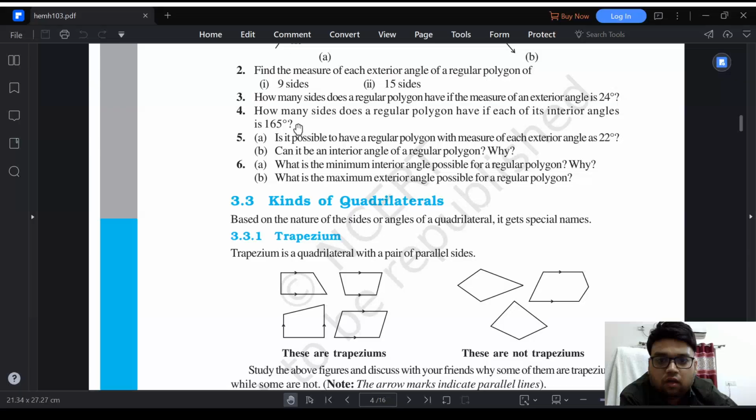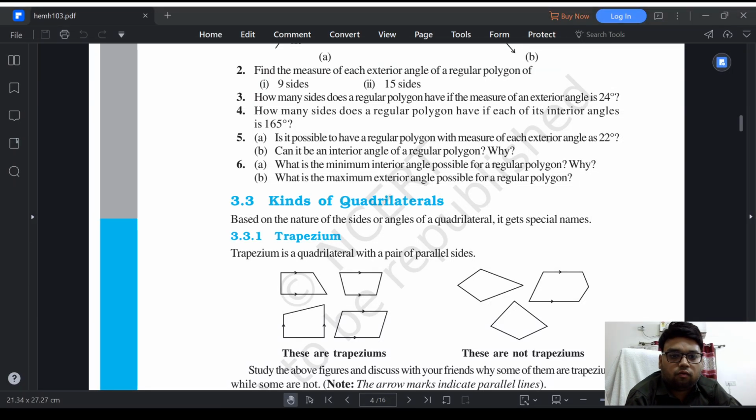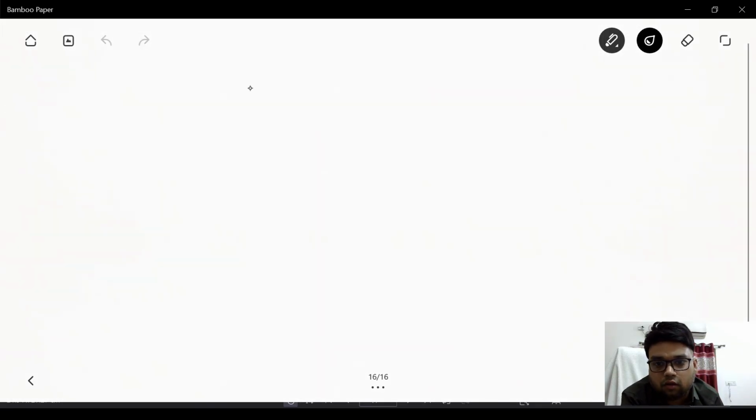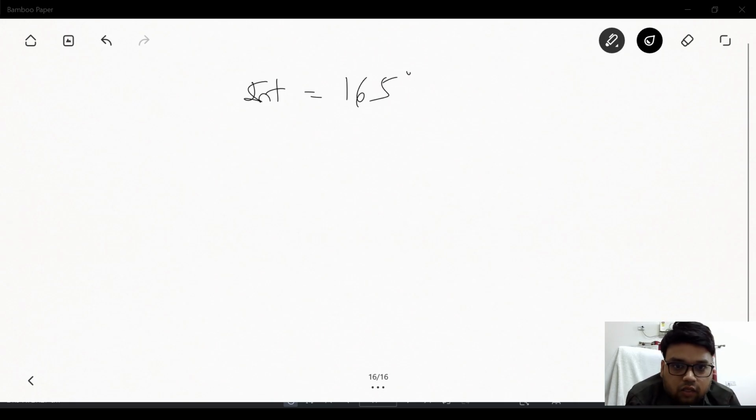No need to divide. Here in example number 4, what you have to do, sum of interior angles, they were given each interior angle. Let us solve example number 4 for your better clarification of interior angles. Look at here, I am explaining to you. They asked in example number 4, if each interior angle is equal to 165 degree, then how many sides does the regular polygon have?